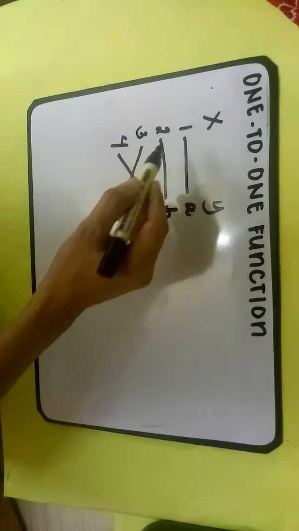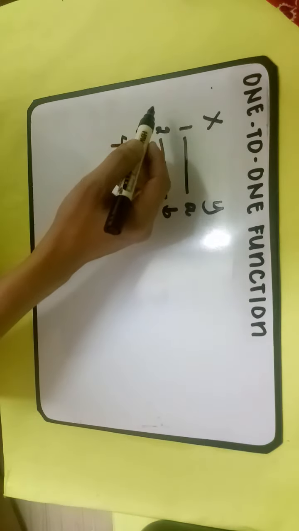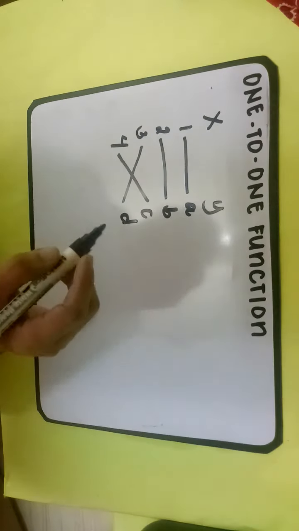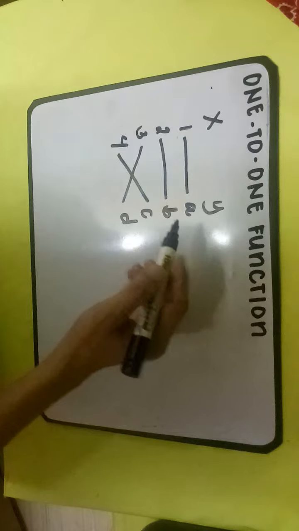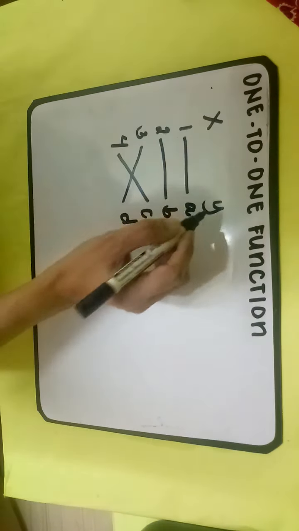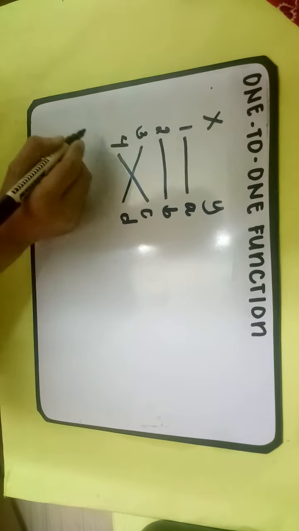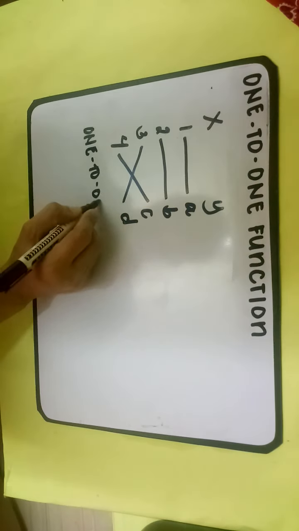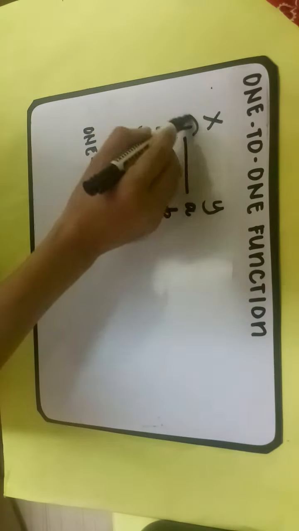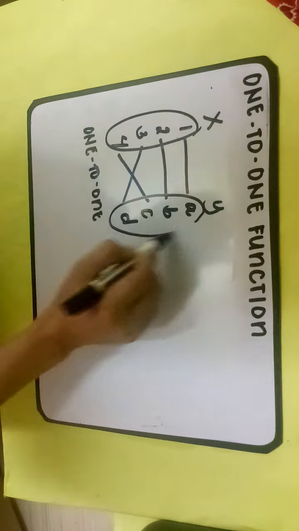So ibig sabihin, hindi na ulit yung value sa x, so it means that is still a function. At the same time, pati si y, hindi na ulit yung elements niya or hindi siya napili ng dalawang beses. So it means this mapping represents a one-to-one function.